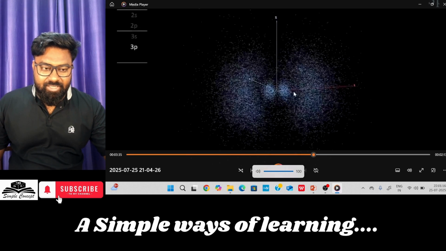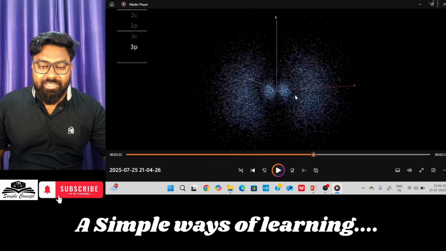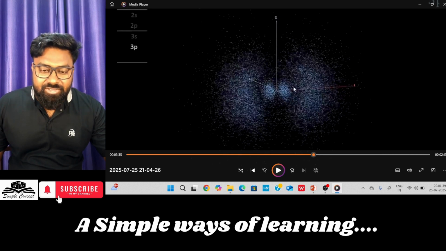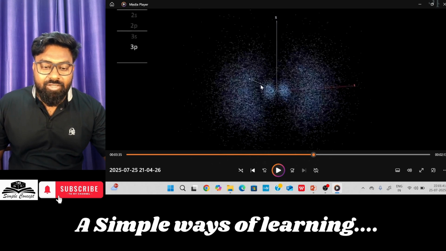This is 3p. 2p has a clear lobe, and in 3p there is also some nodal area where the electron is not present. So in these two dense areas there is one little bit where there is no electron present. So this is the nodal area of the electron.